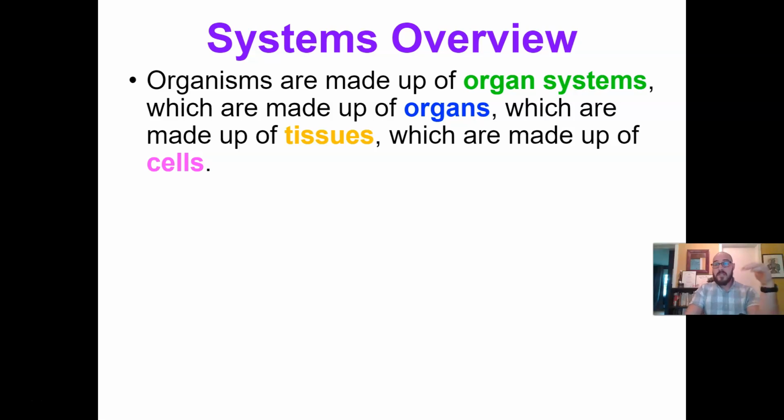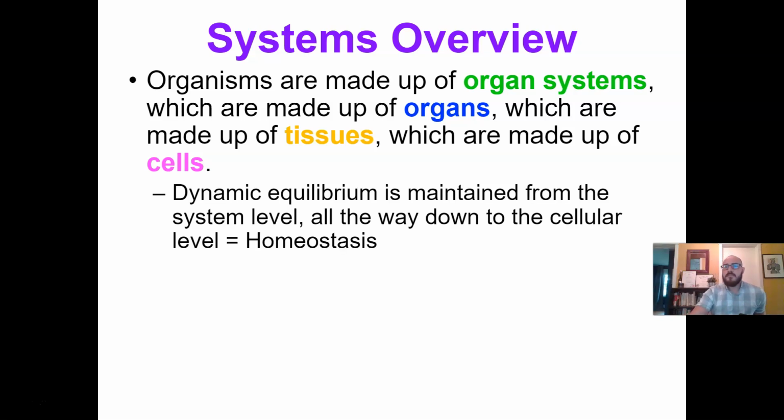So let's talk about our systems. Now we're getting bigger again. We went cells, we went tissues, we talked about organs, so now we're getting bigger again, and we're going to talk about organ systems here. Organisms are made up of organ systems, which are made of organs, which are made of tissues, which are made of cells.